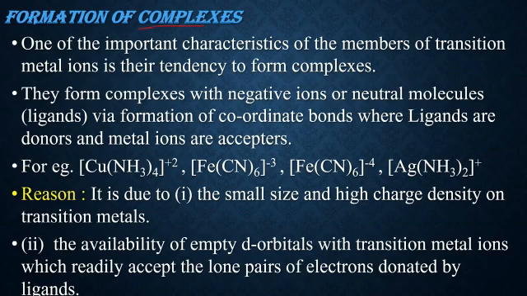One of the most important characteristics of the members of transition metal ions is their tendency to form complexes. They form complexes because of the availability of empty d orbitals in them, which can take the electron pair from the ligand and form a coordinate bond. For example, [Cu(NH3)4]2+, [Fe(CN)6]3-, [Fe(CN)6]4-, [Ag(NH3)2]+.